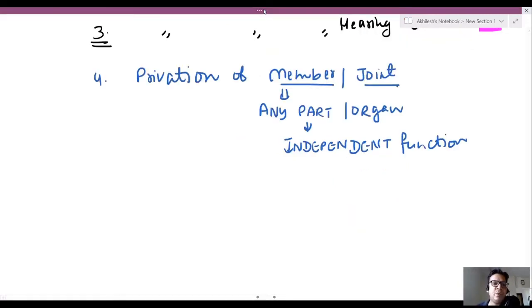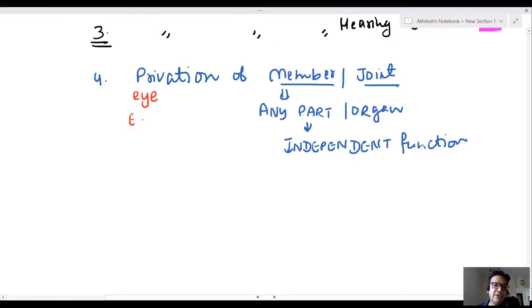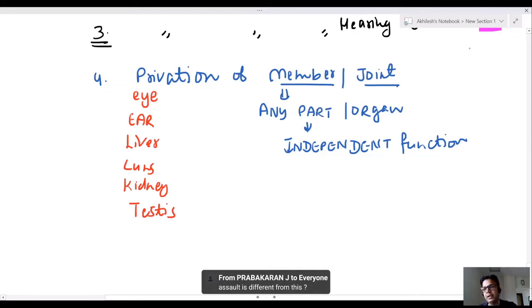Now, I will give you examples. Your eye is your member, your ear is your member, your liver is your member, your lung is a member, your kidney is a member. Any part or organ of the body having independent function is known as a member of the body. If that organ is lost, like someone spoiled your eye, someone crushed your liver, someone removed your testis, testis is also a member.